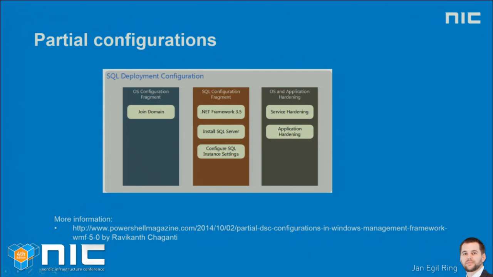So with the initial release, there was no way we could send partial configurations to a target system. We would need to put everything into the same document. If you think of group policy, it was like we only have one group policy, so you have to put everything in that. But with partial configurations, you can have several configurations authored by different people.